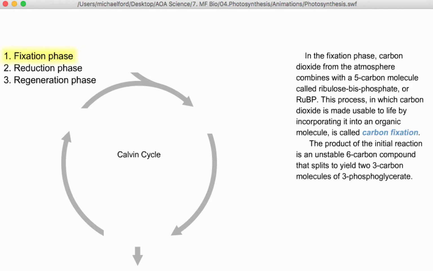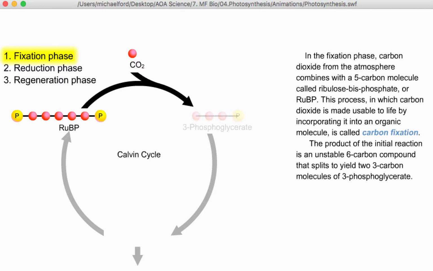In the fixation phase, carbon dioxide from the atmosphere combines with a 5-carbon molecule called ribulose bisphosphate, or RuBP. This process, in which carbon dioxide is made usable to life by incorporating it into an organic molecule, is called carbon fixation. The product of the initial reaction is an unstable 6-carbon compound that splits to yield 2 3-carbon molecules of 3-phosphoglycerate.